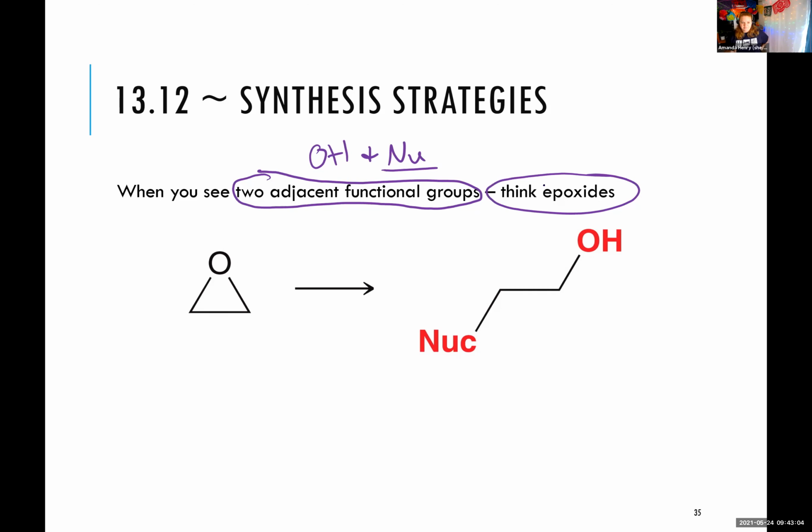think epoxide. Because if we react our epoxide with a nucleophile, then here are the two carbons of our epoxide. One of them will have an alcohol attached. The other one will have whatever nucleophile we've bonded to it, but they're on adjacent carbons. And so using an epoxide to get those two functional groups next to each other is really the easiest way to do that. The book definitely goes into a bunch of examples for this.